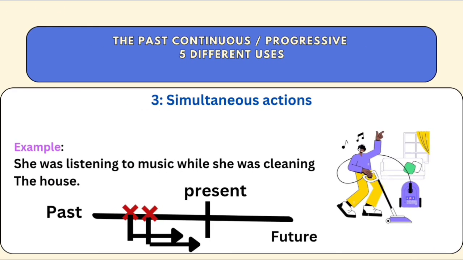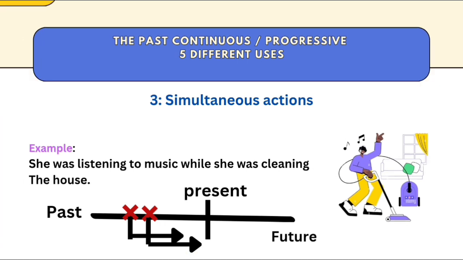Number 3, simultaneous actions. She was listening to music while she was cleaning the house. You see what it means now. It means that both actions are happening at the same time. And you see also that both actions are long actions. She was listening to music. Listening to music takes a lot of time. And she was cleaning the house at the same time, and that is also a long action. So you put both of them at the past continuous or the past progressive.